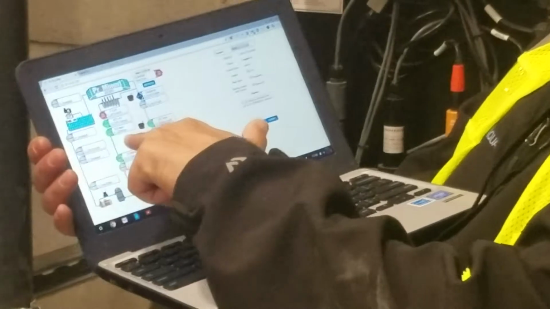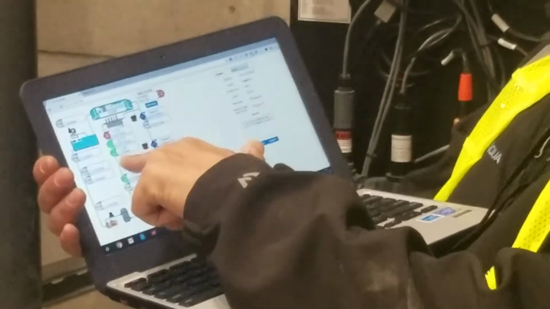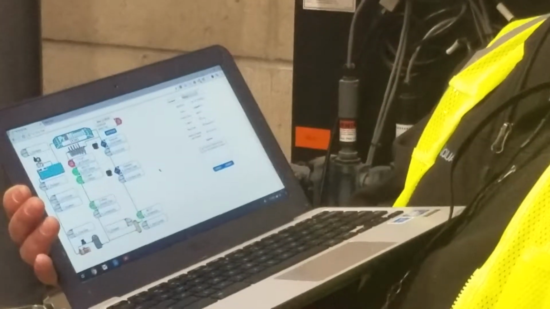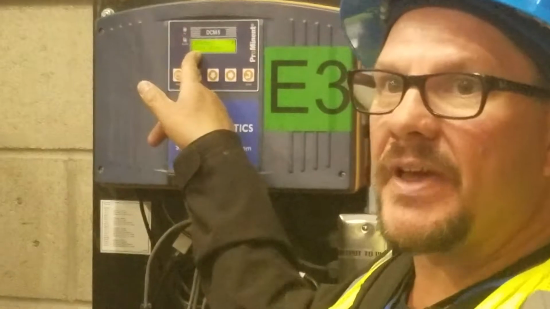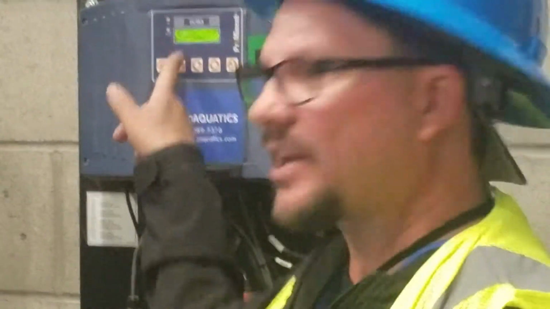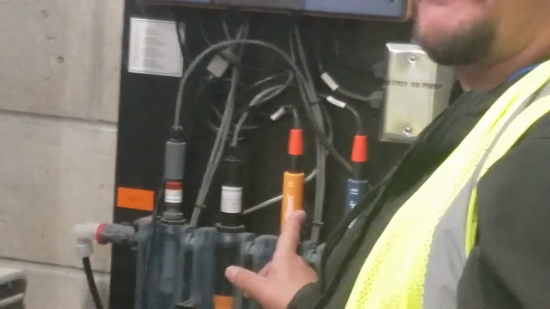So E is chlorine. That's basically your sensor connector. C is your pH. So that's why when you see this alarm flash, it has a C in front of it. It lets you know that that's in fact on the right sensor. It is a pH sensor. That's your probe right here. So this is what's communicating for that alarm right now.